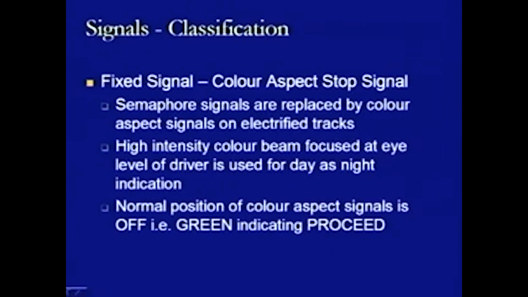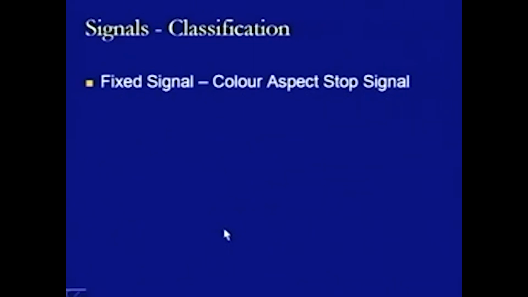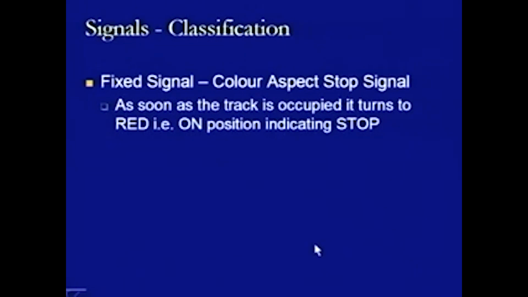So, now as we are discussing this color aspect stop signal, what we observe is that as soon as the track is occupied, the color of the color aspect signal will turn from green to red, and this indicates the on position, which defines stop or danger. That is, now no other train or rolling stock is allowed to take this position or occupy this track, until it is made open again, that is until it is not occupied, the color of the signal will not turn back to green.